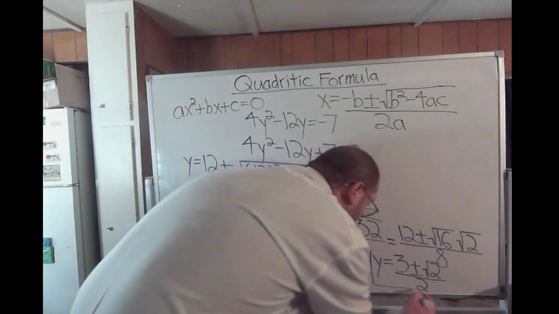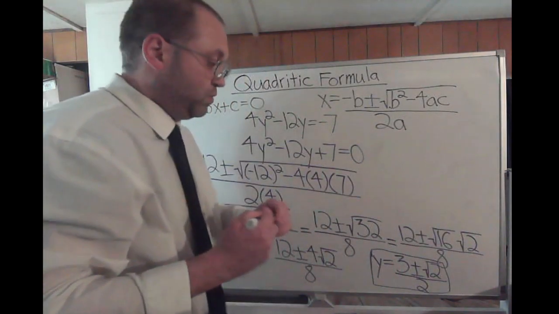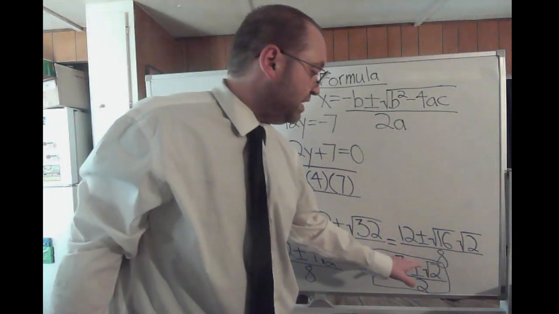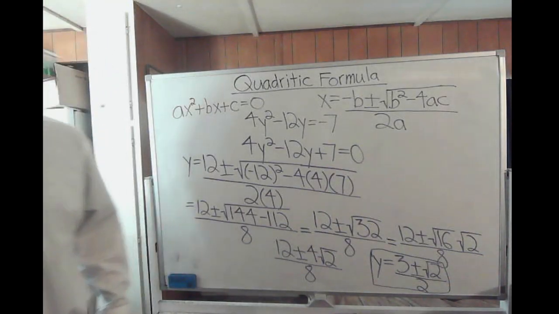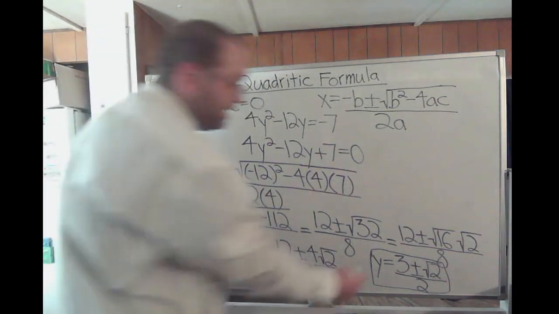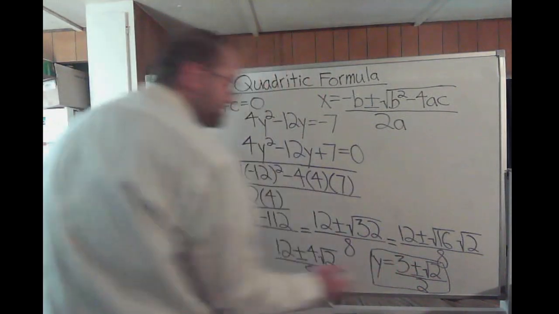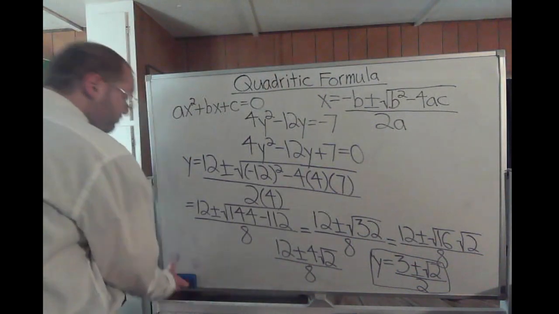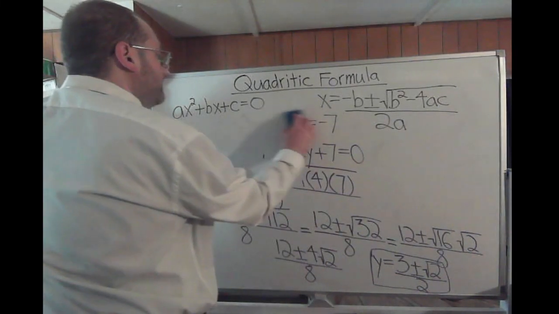So your answer in simplest form, which it should always be in, is y equals 3 plus and minus the square root of 2 all over 2. So yes, that was not a fun answer to give, but y equals 3 plus and minus the square root of 2, all that divided by 2. Couple more problems I'd like to do.